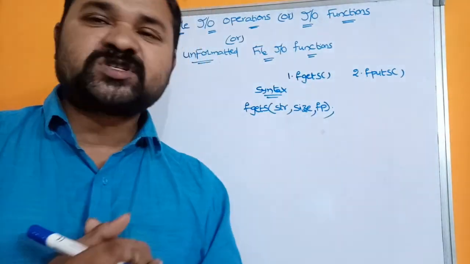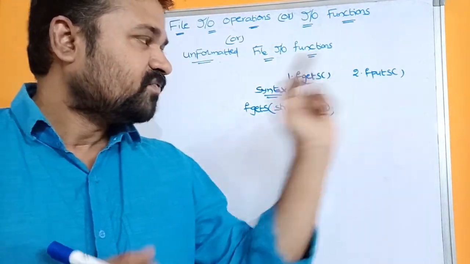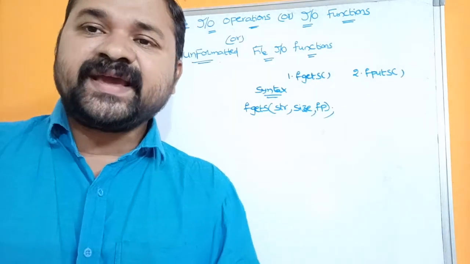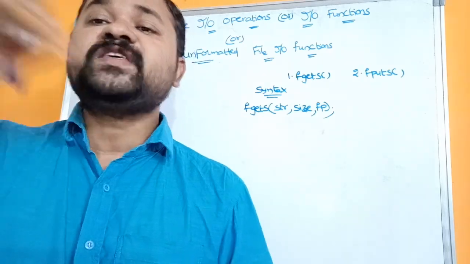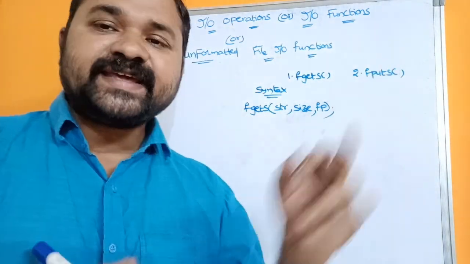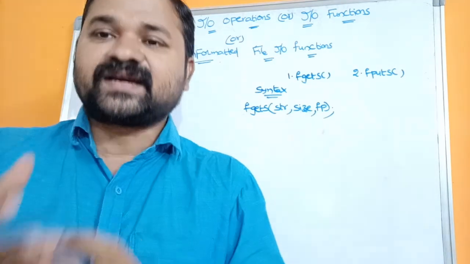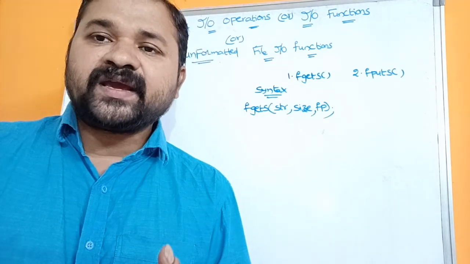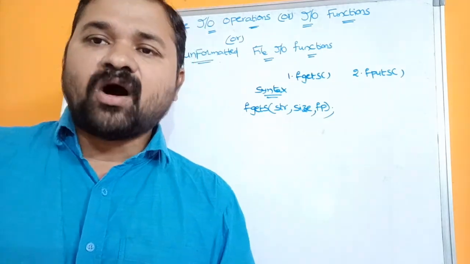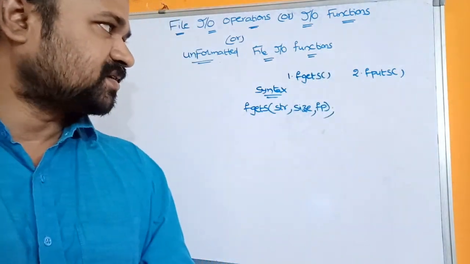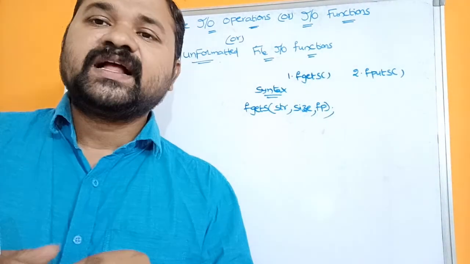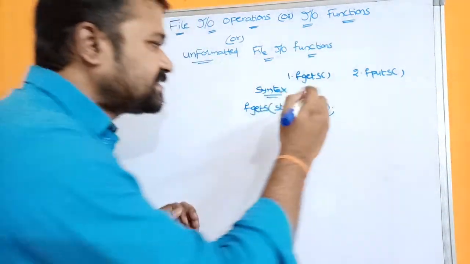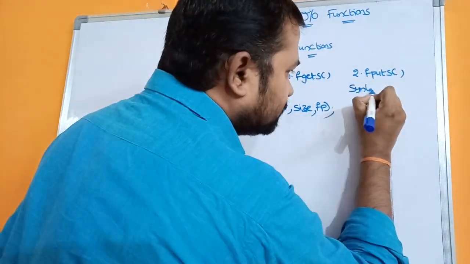Now let's see about fputs function. We know the advantage of puts function. Puts function is mainly useful in order to display a line of text or a string on the monitor, whereas fputs function is useful in order to write a line of text or a string into the file. So if you want to write a line of text or string into a file, then we can use this fputs function. So fputs function is mainly useful in order to write a line of text or string into the file.